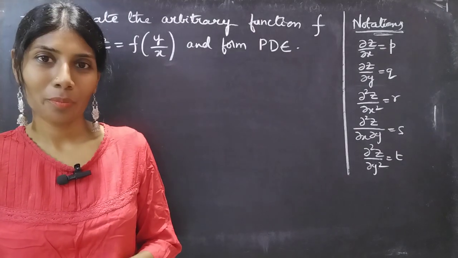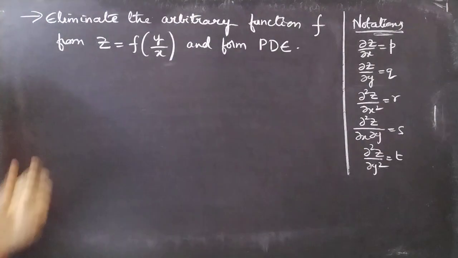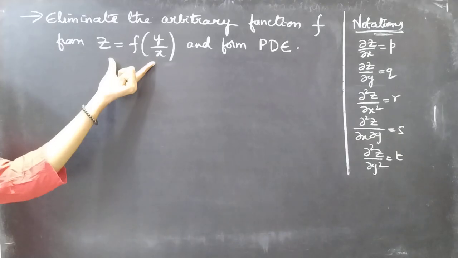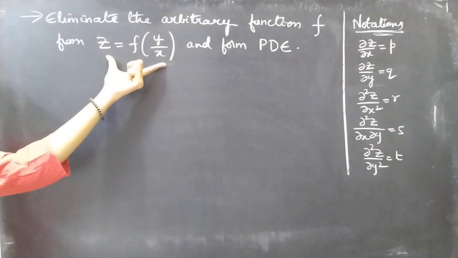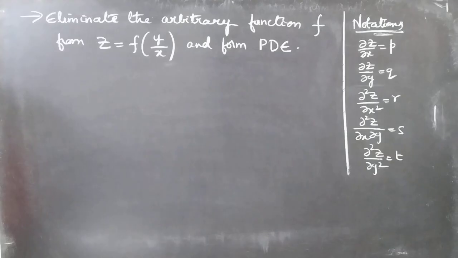In this video we are going to see a problem from partial differential equations. So let's get going. Problem: Eliminate the arbitrary function f from z equal to f of y by x and form the partial differential equation. So we are given an equation z equal to f of y by x and we are asked to eliminate this f and also to form the partial differential equation.